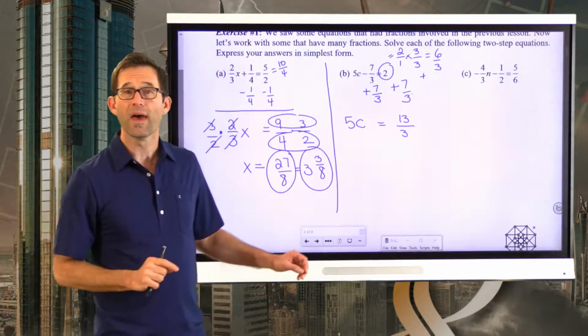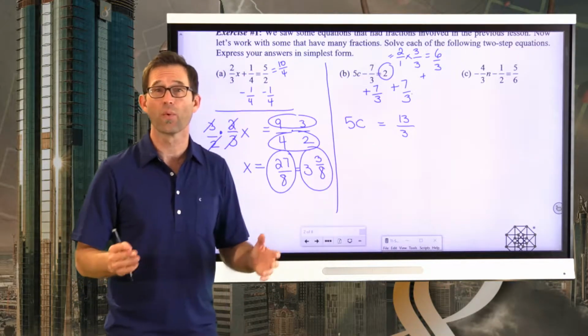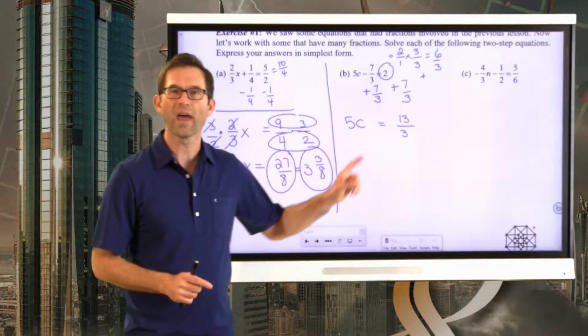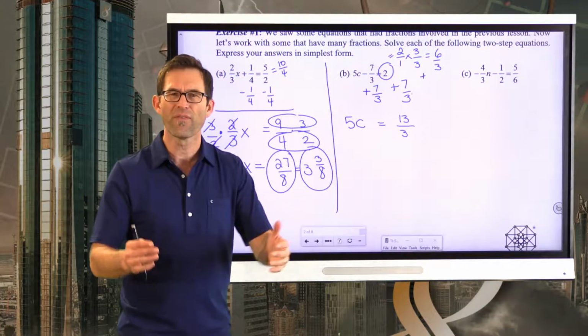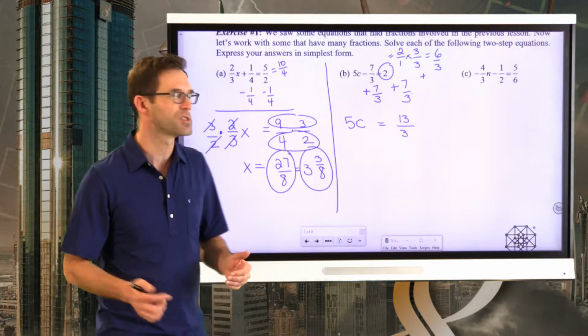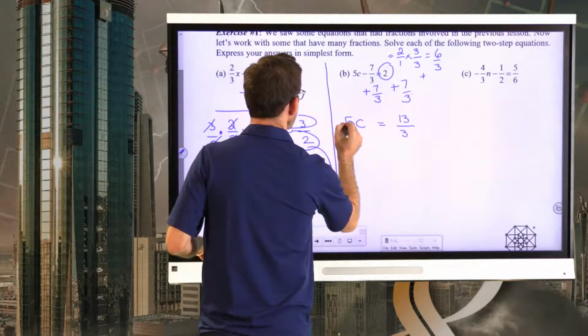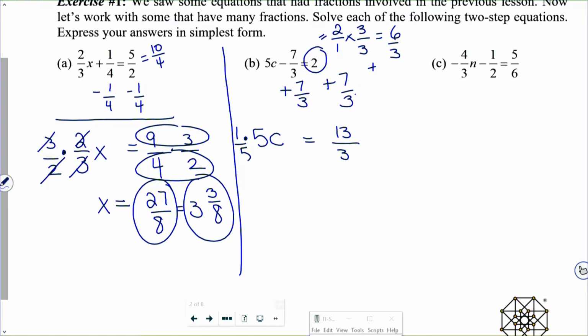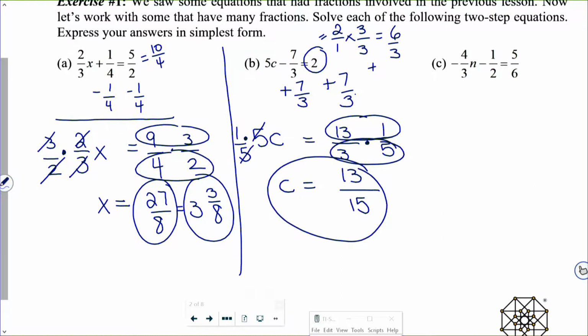Now, again, we could certainly divide both sides of this equation by 5, but think about that for a minute. Then we'd have 13/3 divided by 5. And what exactly would that be? Well, it would actually be much easier in this problem to use the same trick we did before and multiply this side by 1/5, because we definitely know how to multiply two fractions together. 1/5 and 5 cancel. And now we just multiply the top, 13 times 1, multiply the bottom, 3 times 5, and we find that c is equal to 13/15.